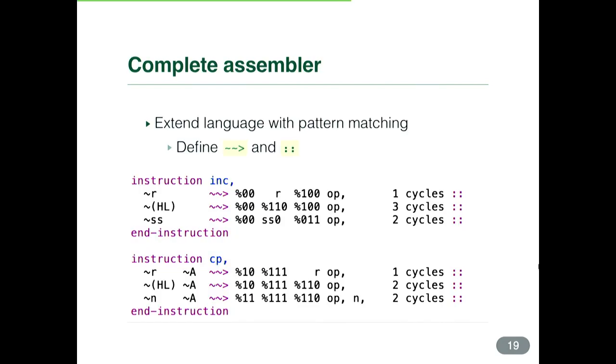So of course, we can continue doing this, and at some point we'll find more patterns between the opcodes, and we can start to create a sort of DSL or pattern matching system on top of Forth. So we define here the arrow words and the double colon words, and what it allows us to do is basically write a complete assembler.